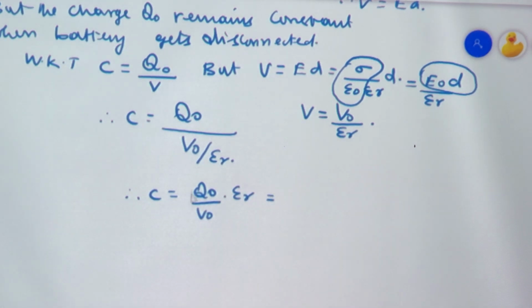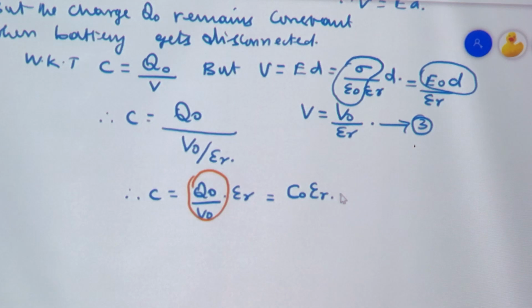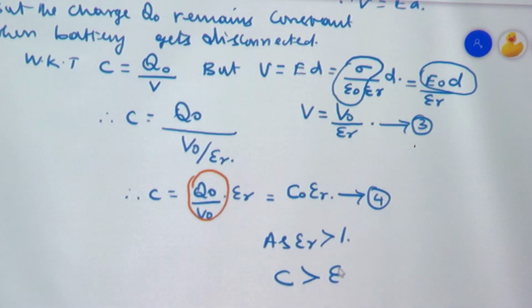In equation 1, we have stated that this Q0 by V0 is considered to be C0. So I can write C equals C0 into epsilon R. If that is the case, let us take this as equation number 3 and let us take this as equation number 4. From this I can say that as epsilon R is greater than 1, C is greater than C0. What do you mean by this?